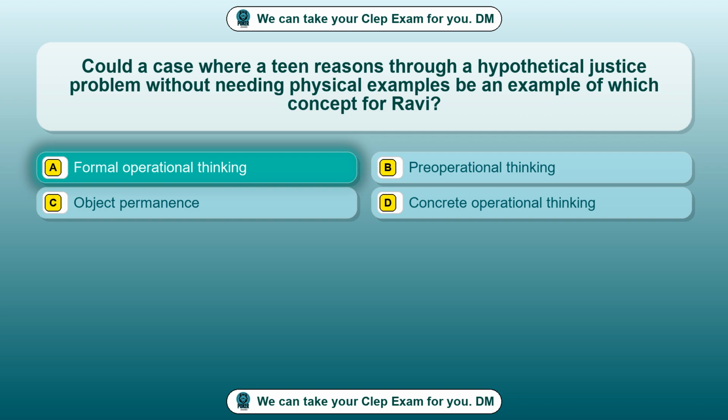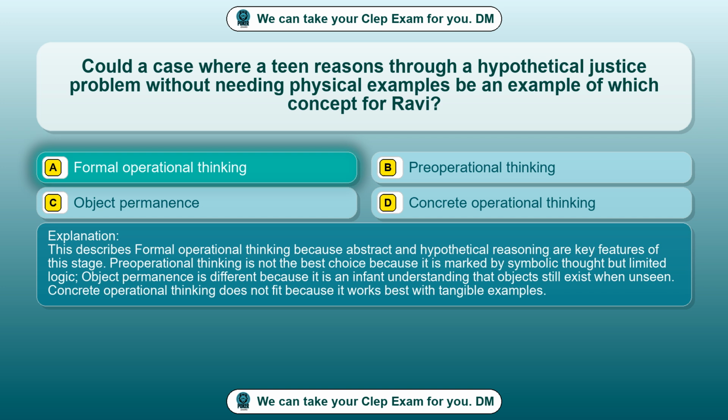Formal operational thinking. This describes formal operational thinking because abstract and hypothetical reasoning are key features of this stage. Pre-operational thinking is not the best choice because it is marked by symbolic thought but limited logic. Object permanence is different because it is an infant understanding that objects still exist when unseen. Concrete operational thinking does not fit because it works best with tangible examples.